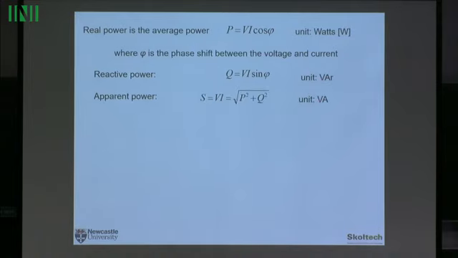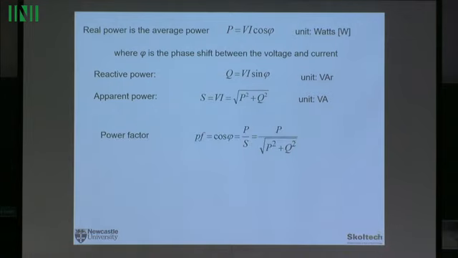And apparent power, which has no physical meaning, is just voltage times current, or the square root of P squared plus Q squared. Real power has meaning, reactive power has meaning. Apparent power is a useful quantity in circuits, but it has no physical meaning as such.